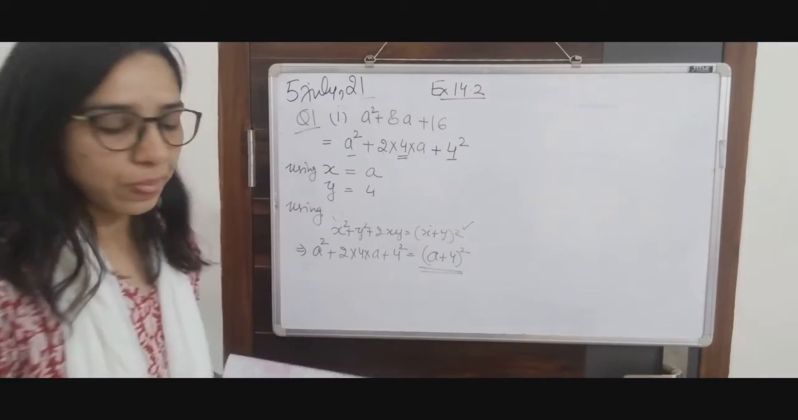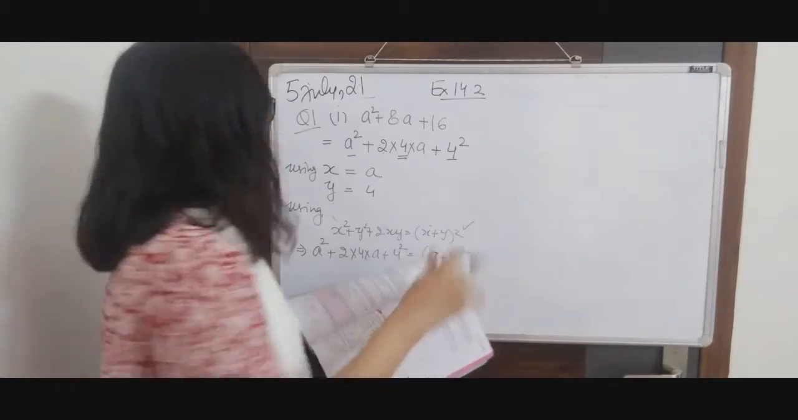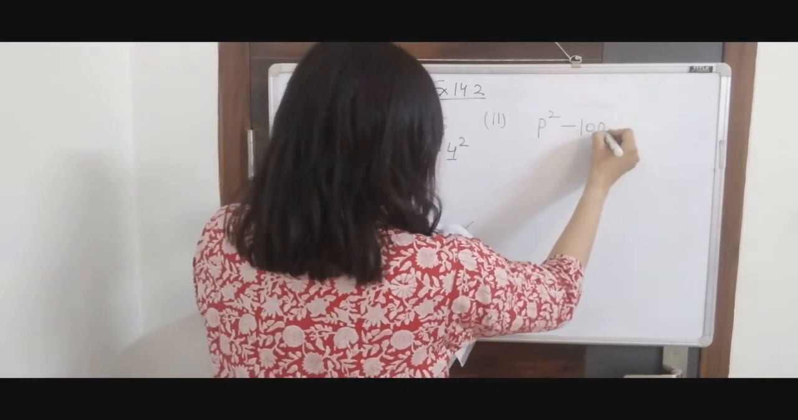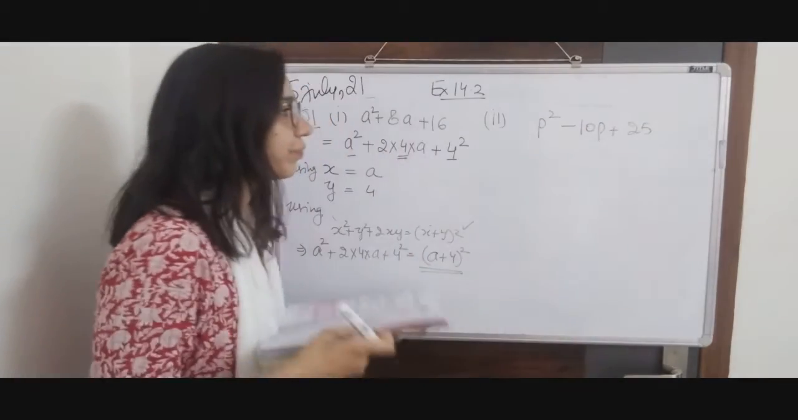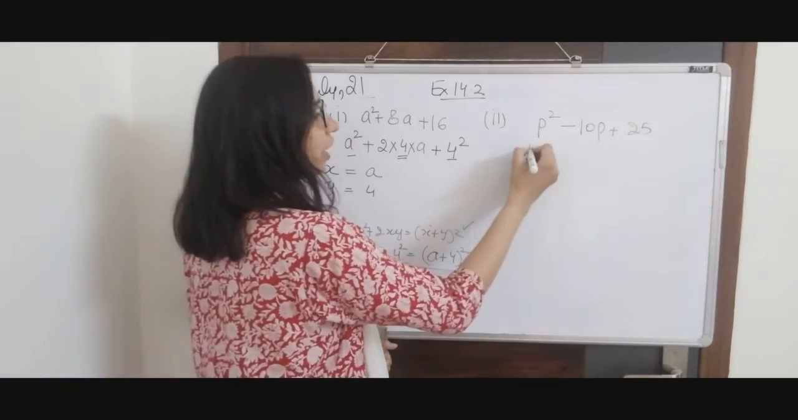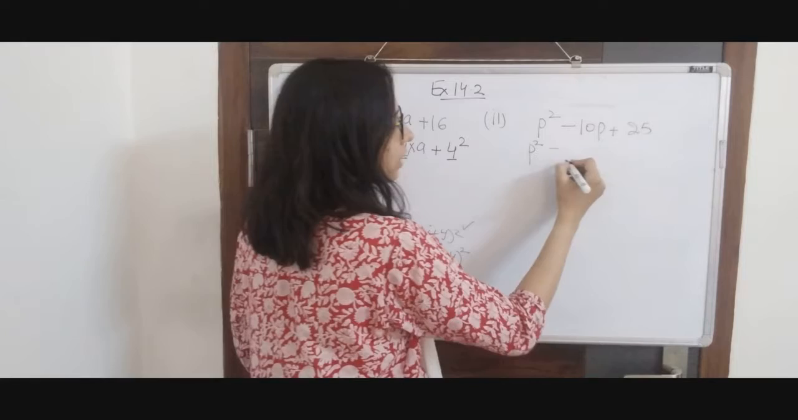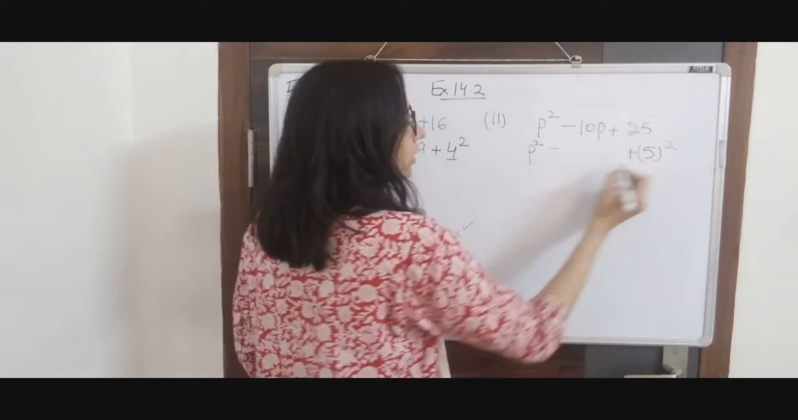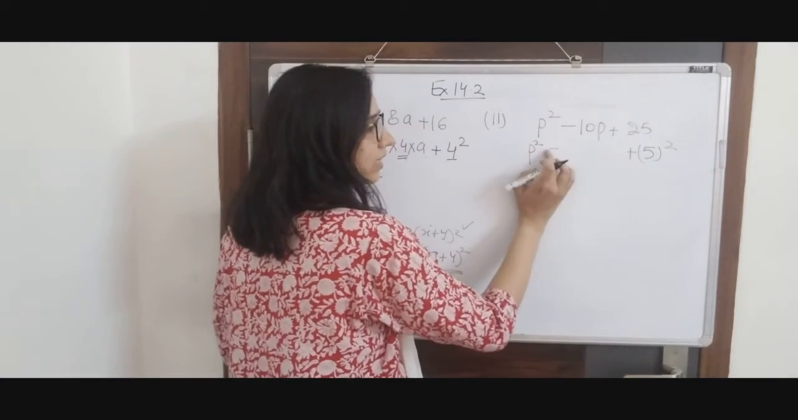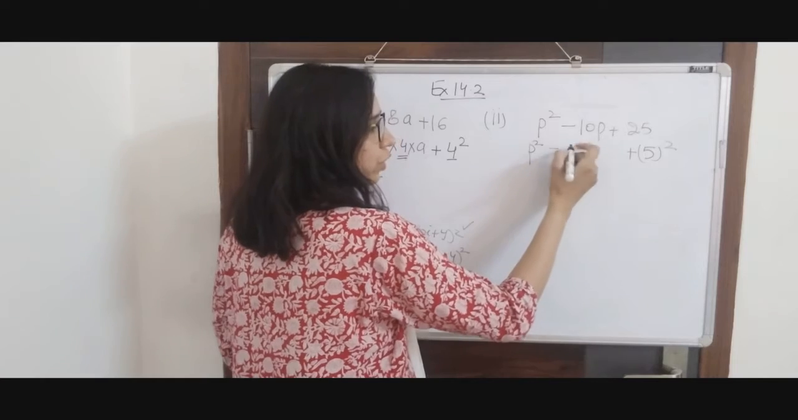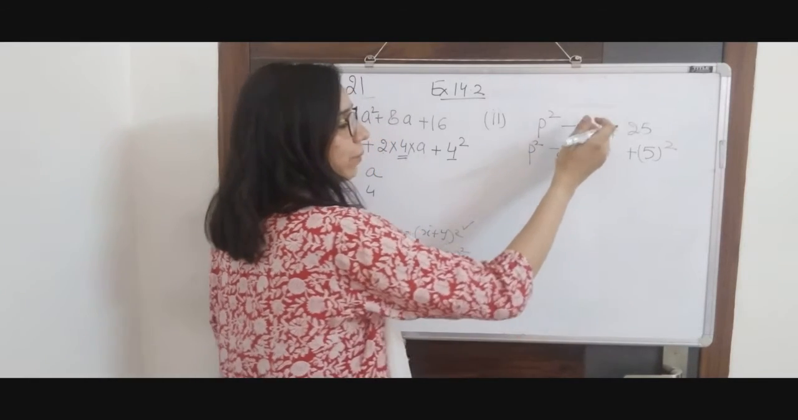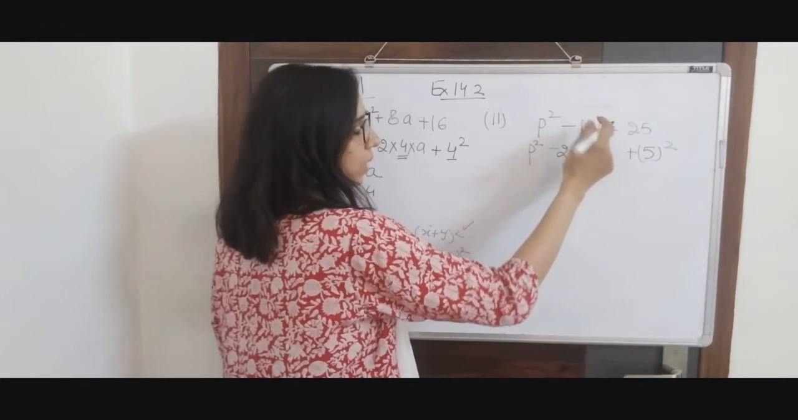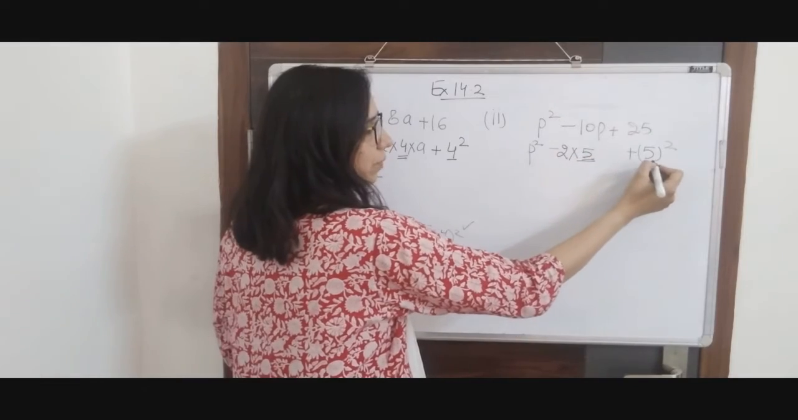This was part 1. Now we are doing part 2 of the same question. This is p square minus 10p plus 25. Now this term can be written as p square minus 10p. I am leaving this term. Now 25 can be written as 5 square. Now I know this is a square, this is b square, and this is minus, so it should be minus 2ab. So I am writing 2 into the number which I get after dividing this by 2, that is 5, which will be the same as this one.